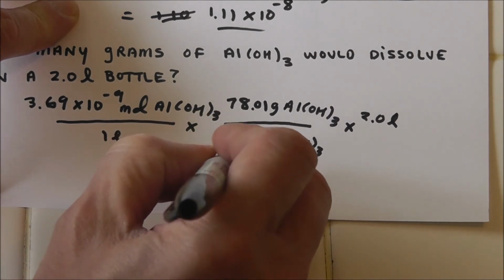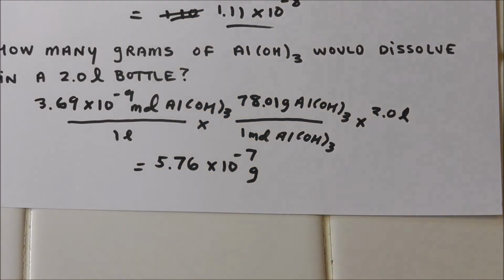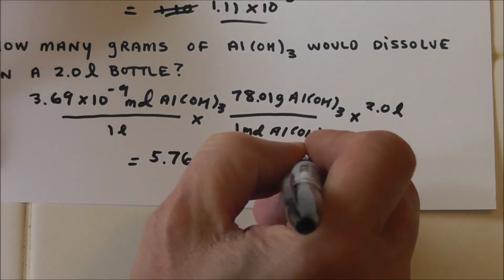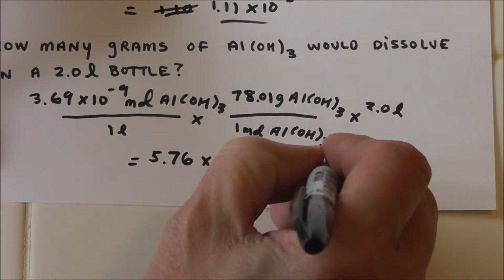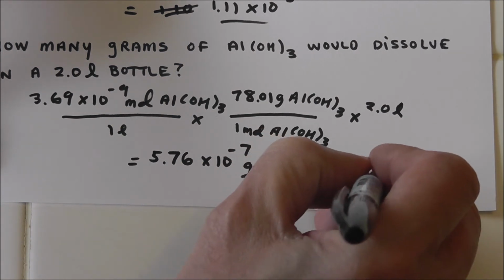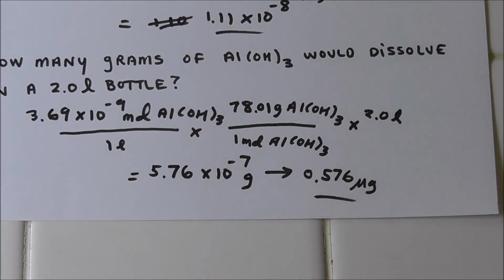5.776 times 10 to the minus 7 grams. So what would that be? That's a little bit more than half a microgram that would dissolve into a 2-liter bottle. You know what a 2-liter bottle looks like, you soda drinkers. So this is 0.5776 microgram. Small number, barely something you could even see. It would be a millionth of a paper clip in mass.